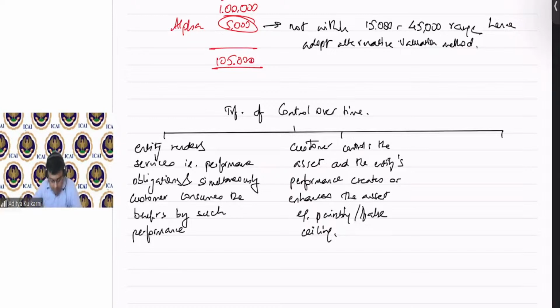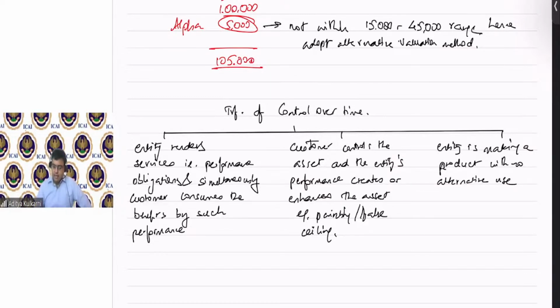Third case: the entity is making a product with no alternative use, and the entity is entitled to... Using the work of others would be SA 600, 601.